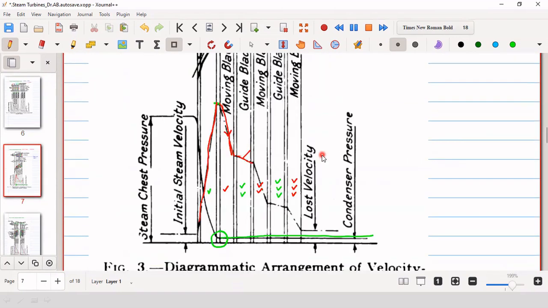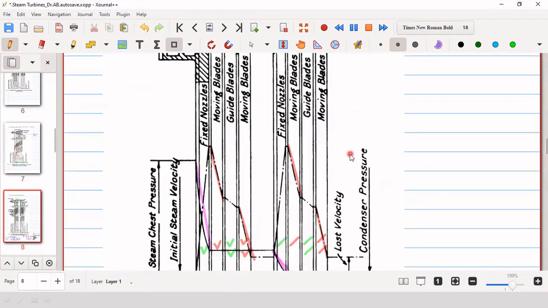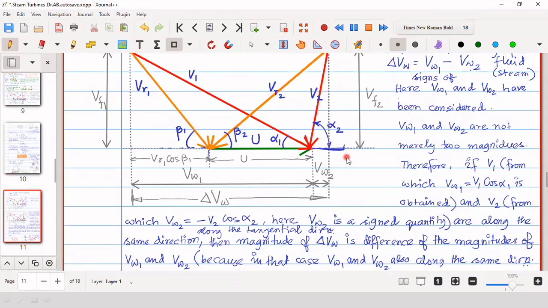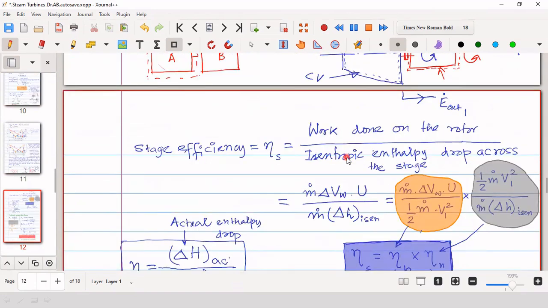And if we write the energy equation, what happens basically is that pressure drop takes place in more than one row of nozzles, right? Pressure drop takes place in more than one row of the nozzles, and there is an increase in kinetic energy after each nozzle.